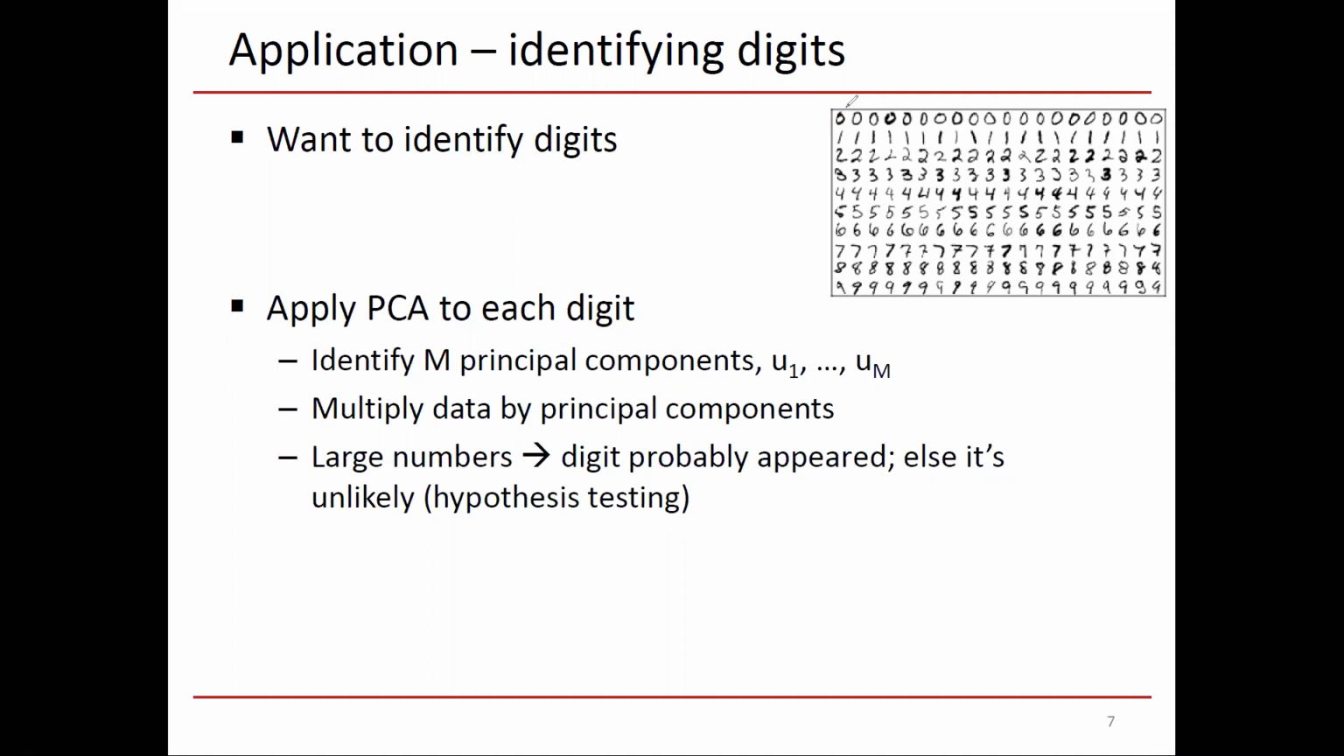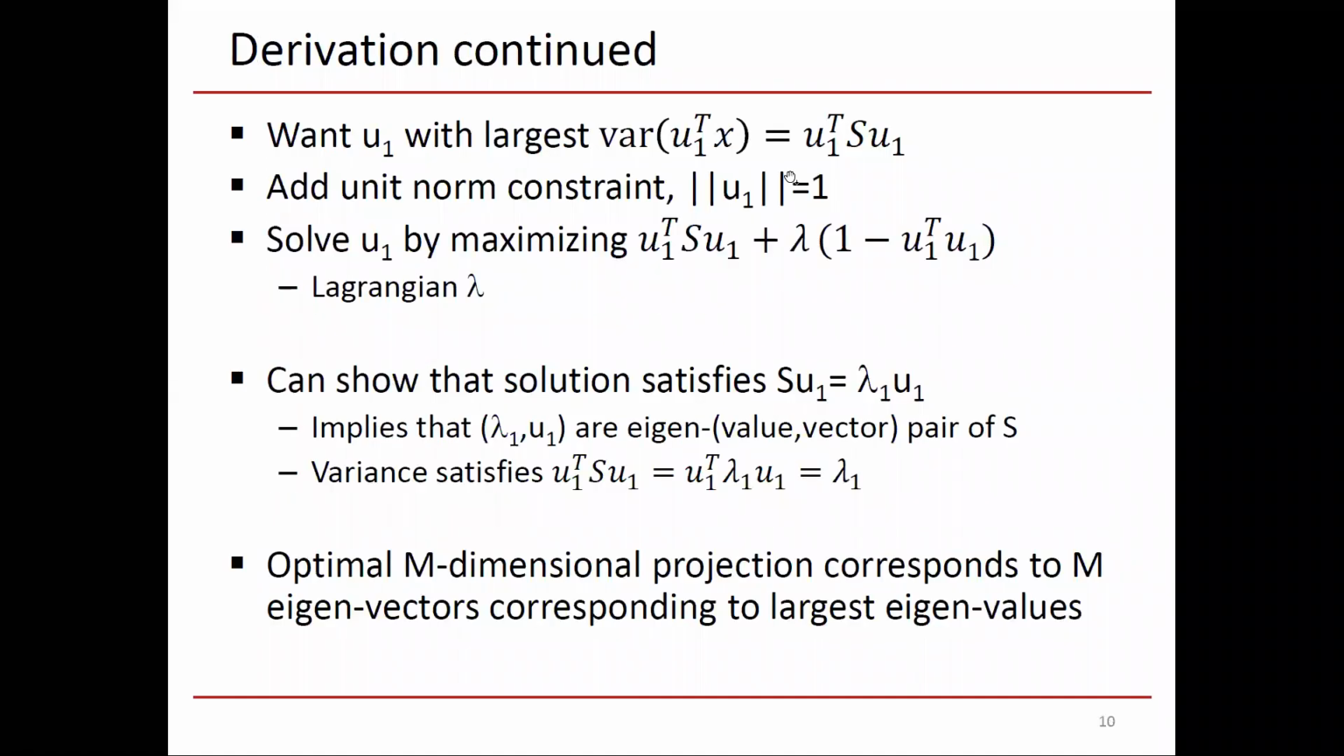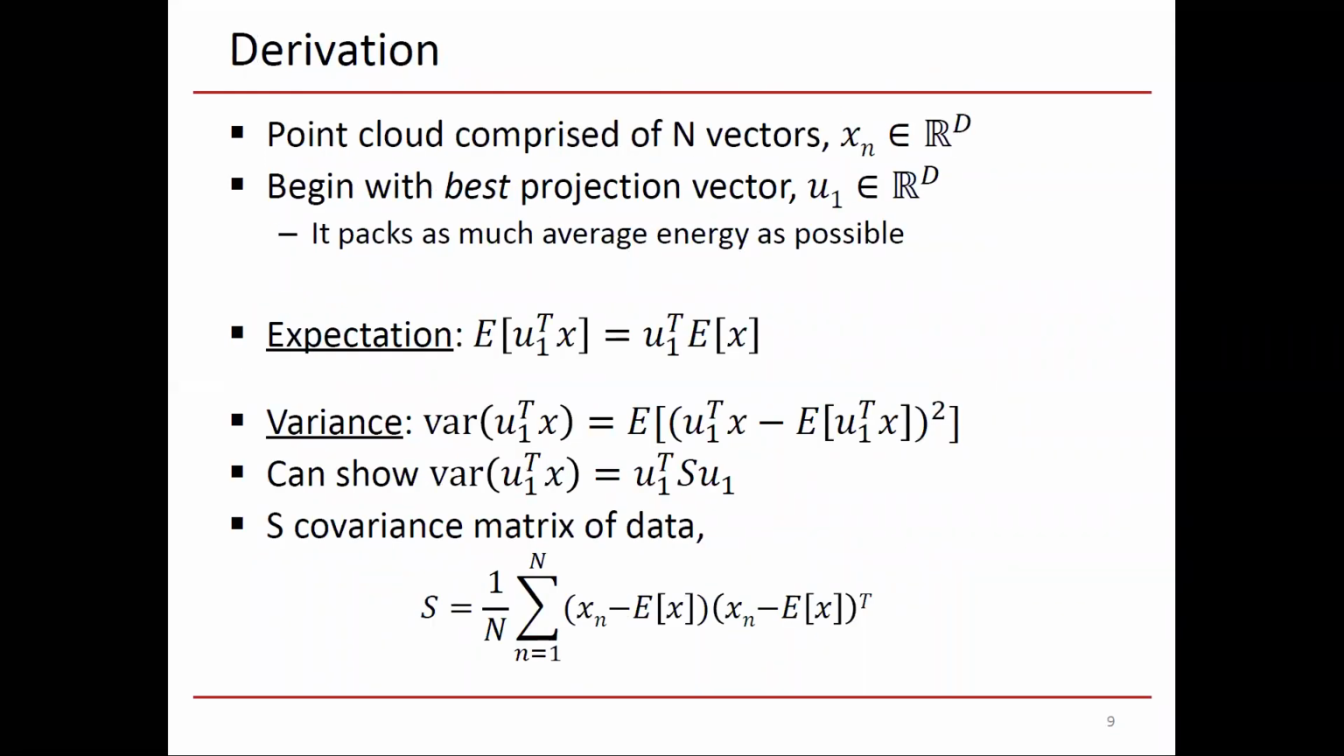So having discussed the applications and the big idea, we want to understand how to perform PCA. We want a good projection. So we begin with a point cloud. Our point cloud is comprised of capital N vectors, and each of them is d-dimensional. So xn, where the index n is between 1 and capital N, is in R^d. Again, we want the best projection vector. We denote it by u1, and it packs as much average energy as possible. So we want to analyze the expectation and the variance of the coefficient. The coefficient is u1 transpose x.